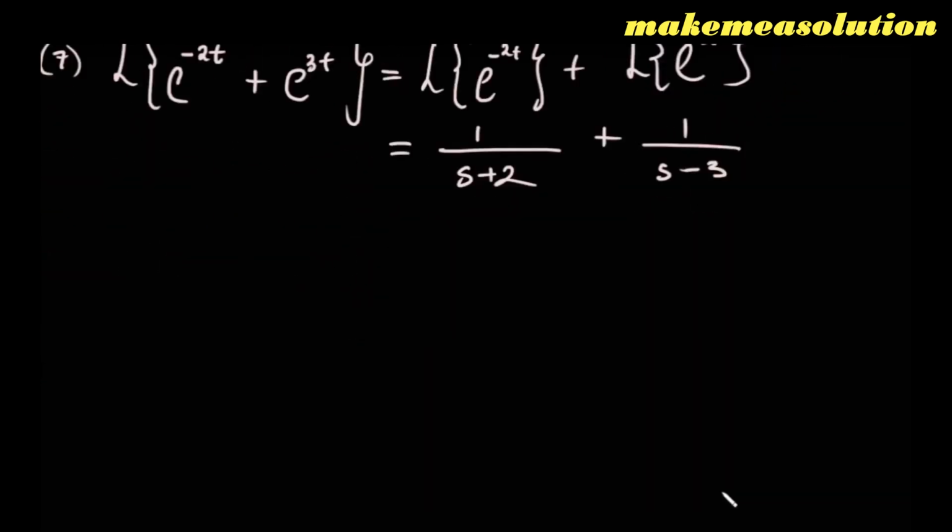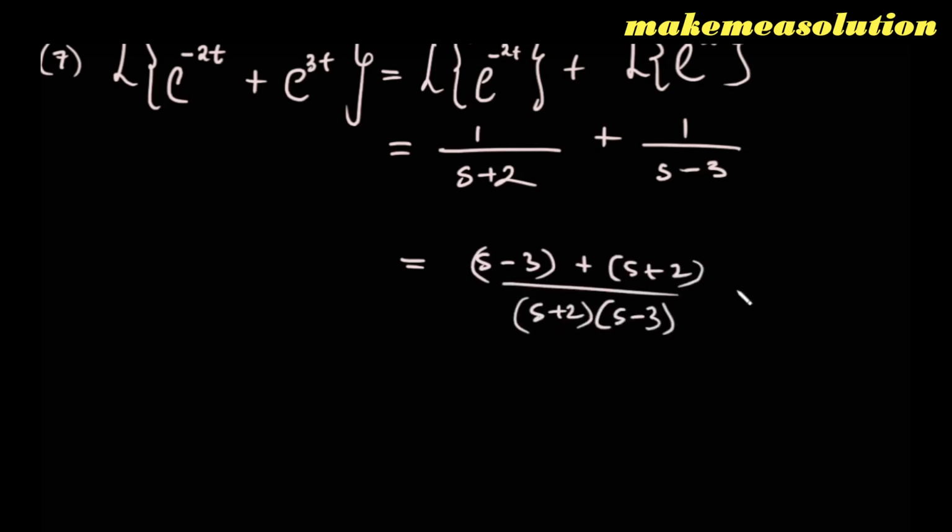So you can leave your answer like this, or some of you might want to do LCM. So you have s minus 3 plus s plus 2 divided by s plus 2 times s minus 3, and this gives you 2s minus 1 divided by s squared minus s, then minus 6. Okay, so you might be wondering how I did that very fast. I'll show you the trick later on.